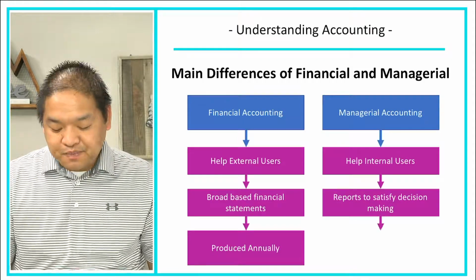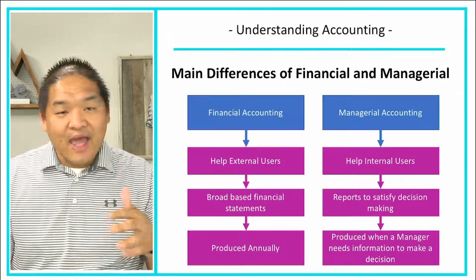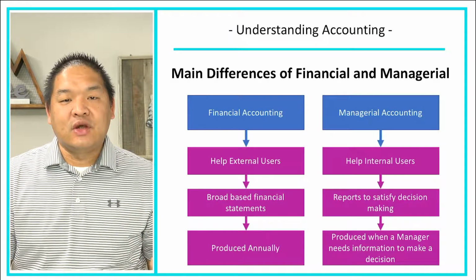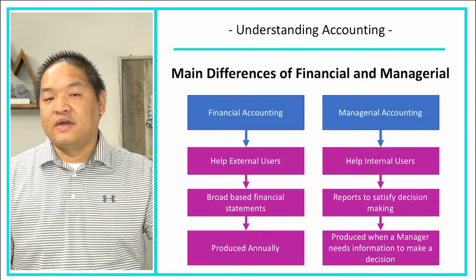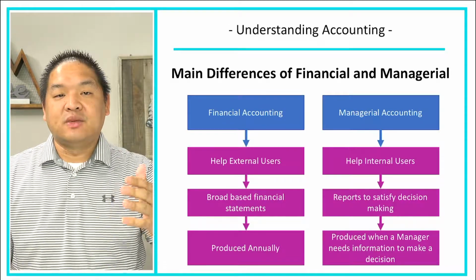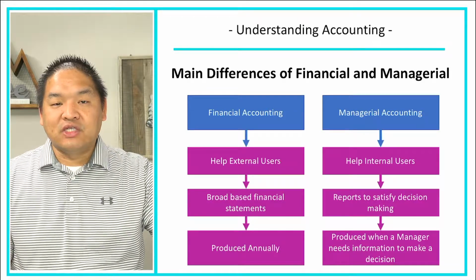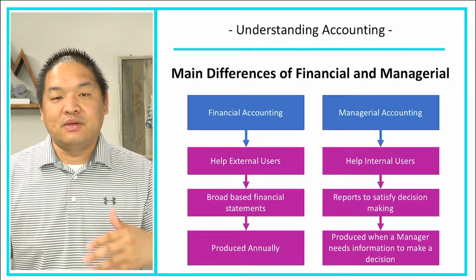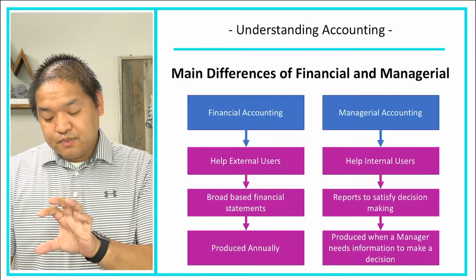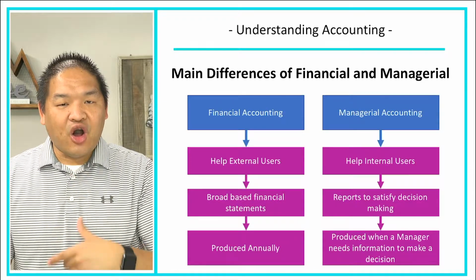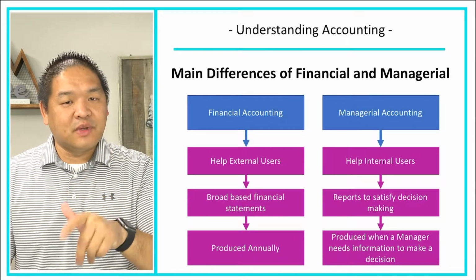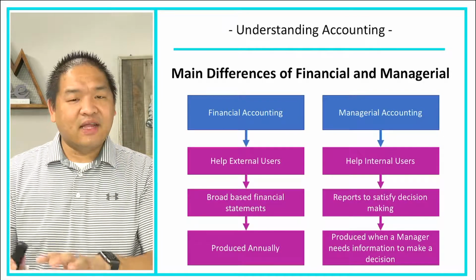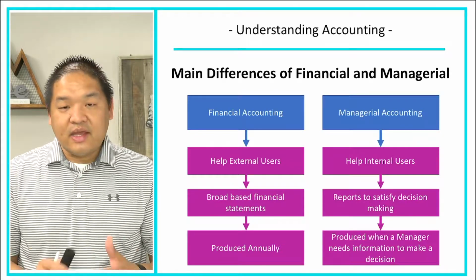Now, these are produced whenever a manager needs to make a decision, or on a very frequent basis. So it might be every week, it might be every day, it might be whenever the manager is about to make a decision. He or she is going to ask for a report stating the information they need in order to make a decision about X, Y, and Z. So notice that managerial accounting is kind of an on-demand type of thing, not necessarily always, whereas financial accounting is on a periodic basis. So that's the difference when we talk about the reports that they might have.